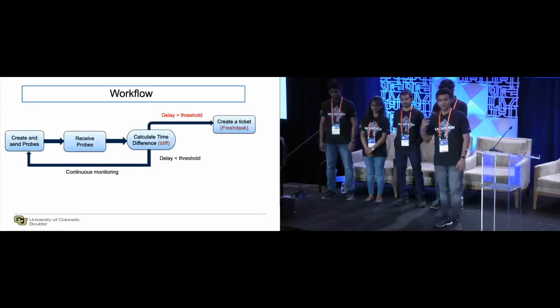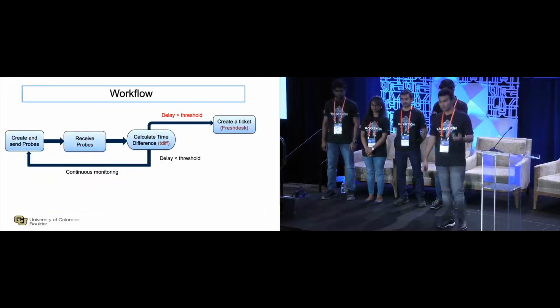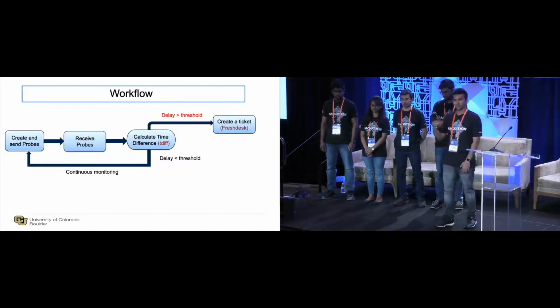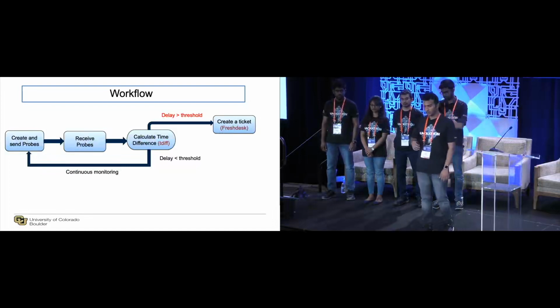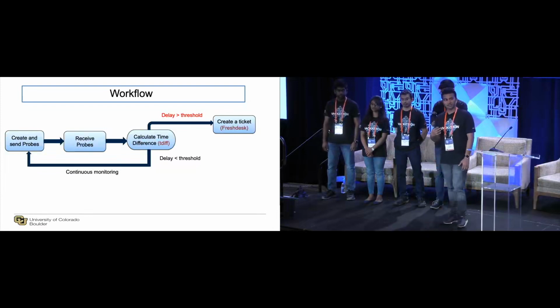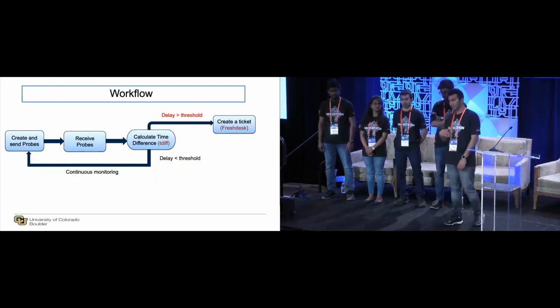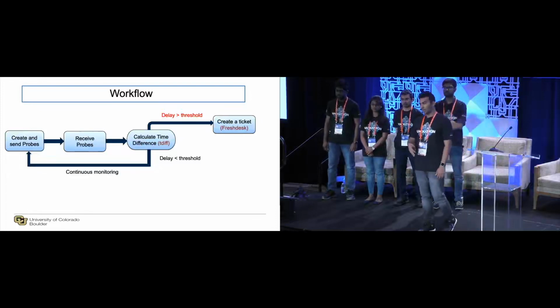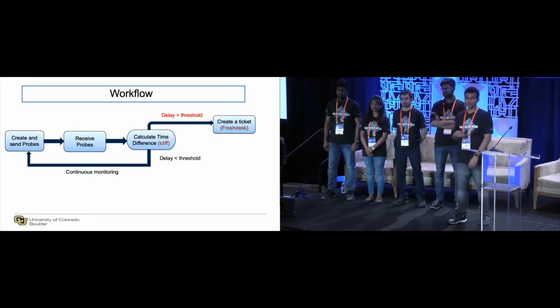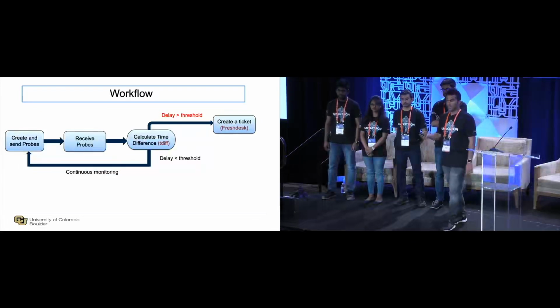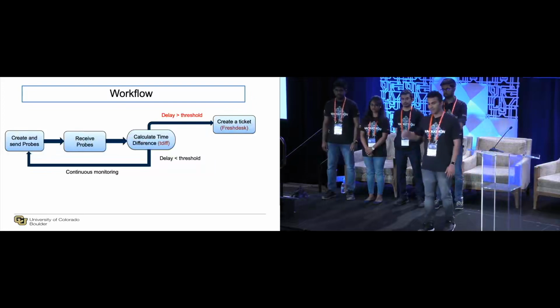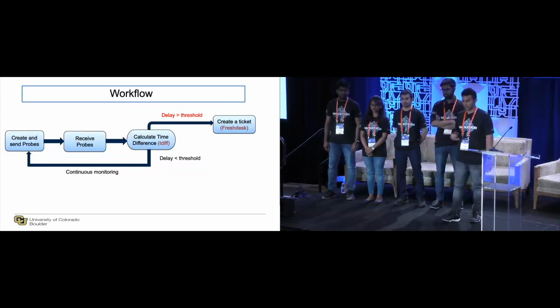So this is the workflow we followed. First, we created the probes that we need for monitoring. Then we send a probe from host A to host B. On the same machine, we received the same probes. We extracted the information regarding the time between the sent and the received packets. We calculated the time difference between them and set a threshold. If the delay was greater than the threshold, we generated a ticket. Otherwise, the whole script went back to step 1 and continuously monitored the whole process.